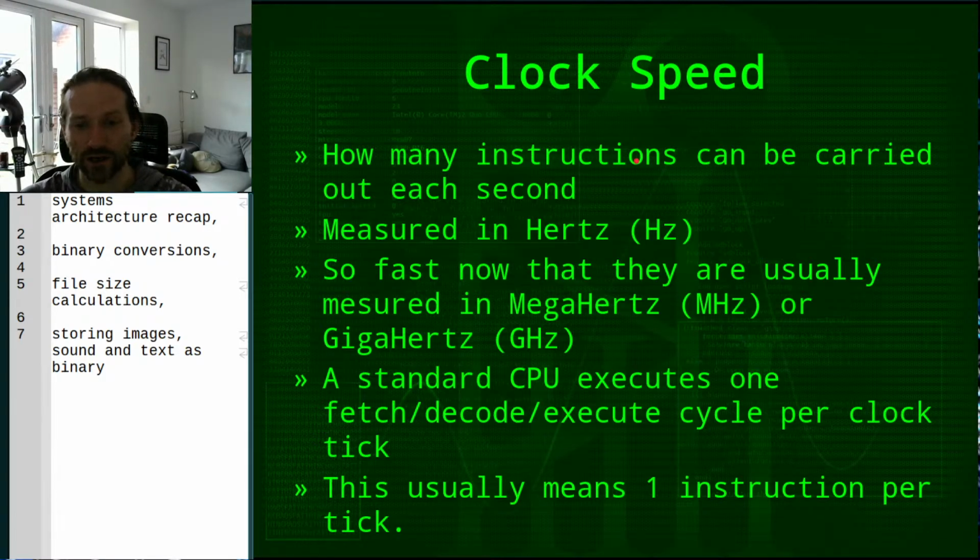It's measured in hertz. 1 hertz means 1 time per second. 1 kilohertz means 1,000 times a second. A megahertz means 1,000,000 times a second. A gigahertz means 1,000,000,000 times a second. Most CPUs these days are measured in gigahertz.